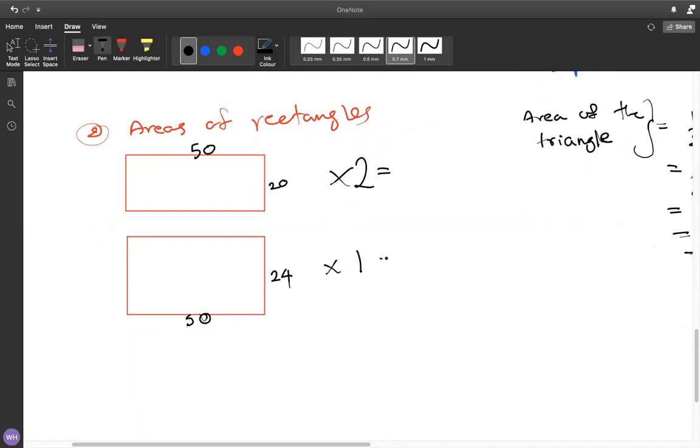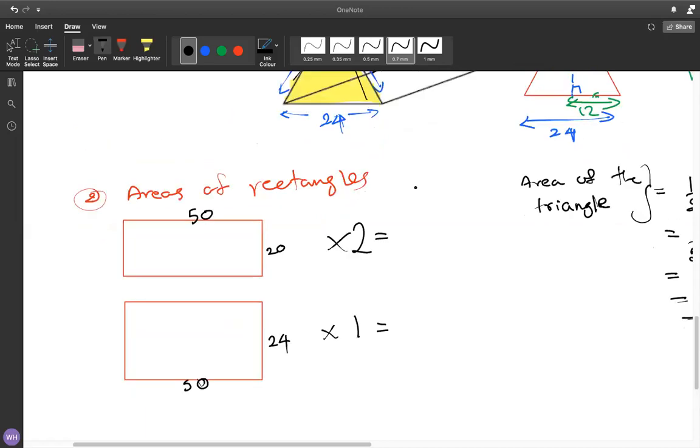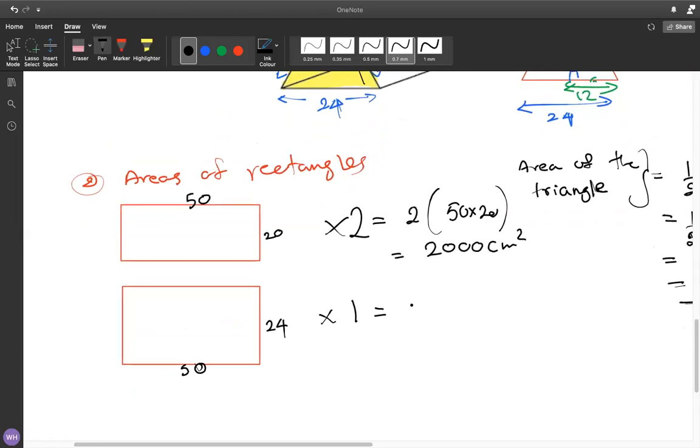So you have one such rectangle. In finding the area, you can multiply 2 times 50 by 20. 50 by 20 will come to 1000, and times 2 will come to 2000 square centimeters. So guys, multiplying 50 by 24, simply you can find it.